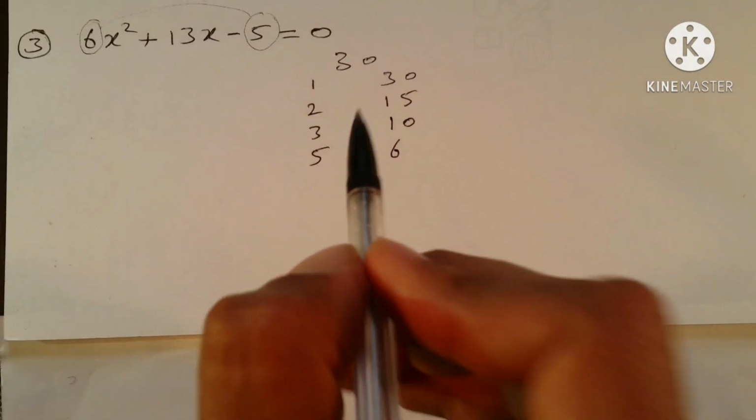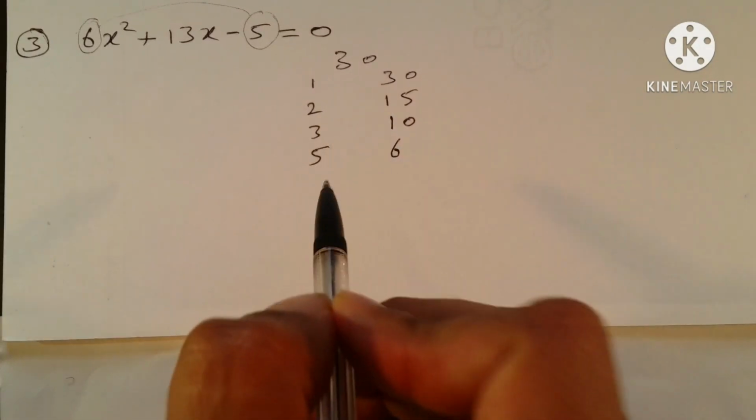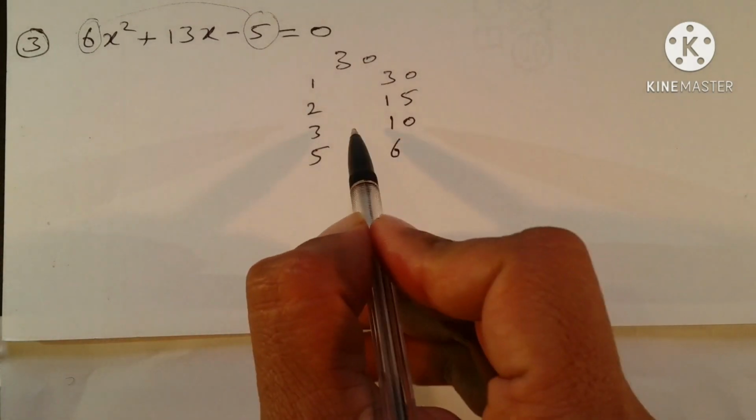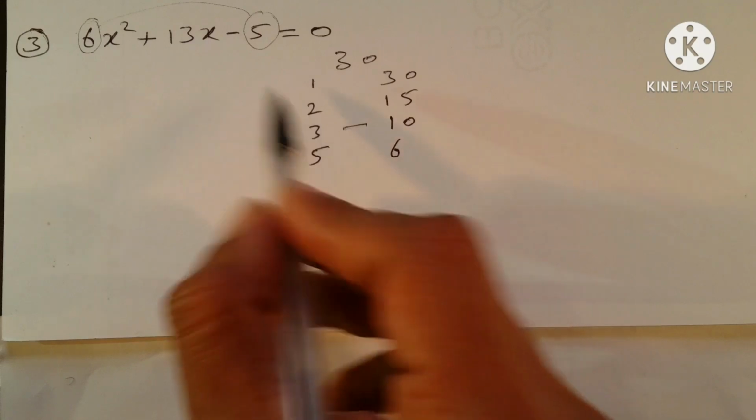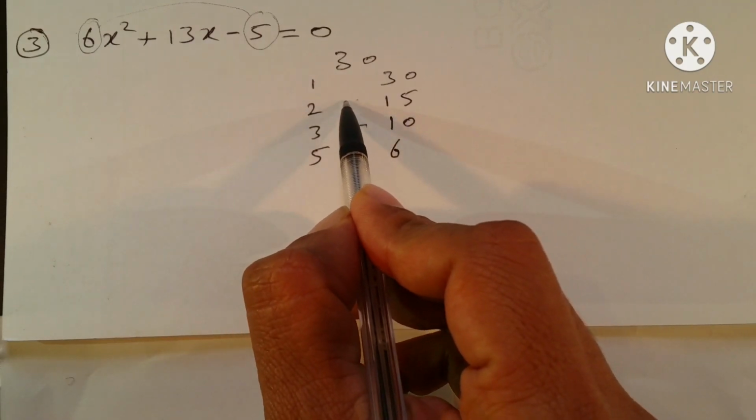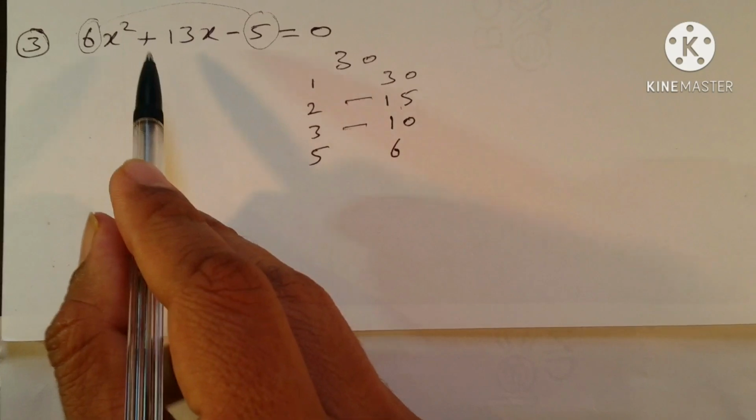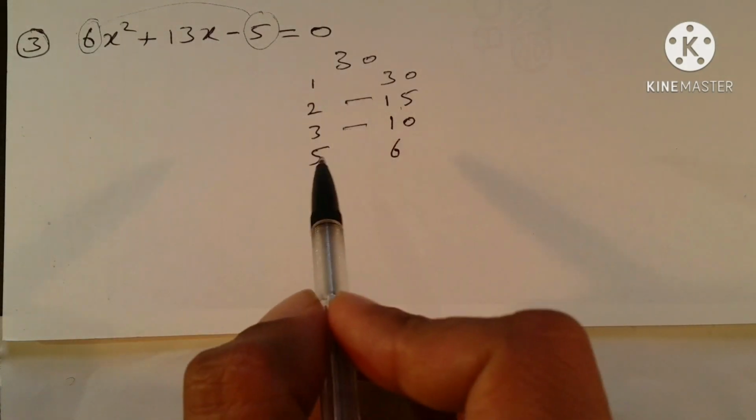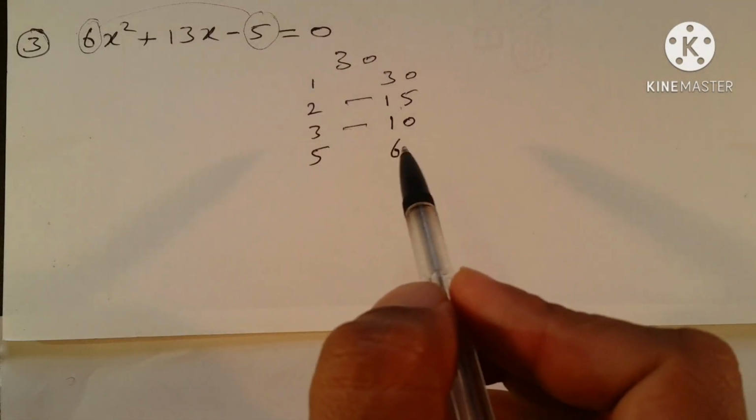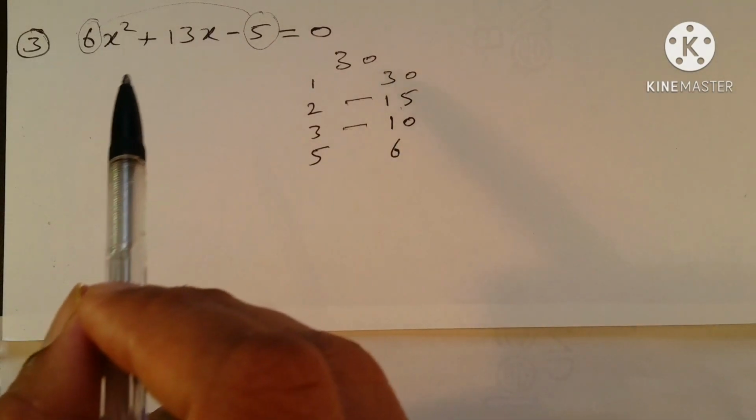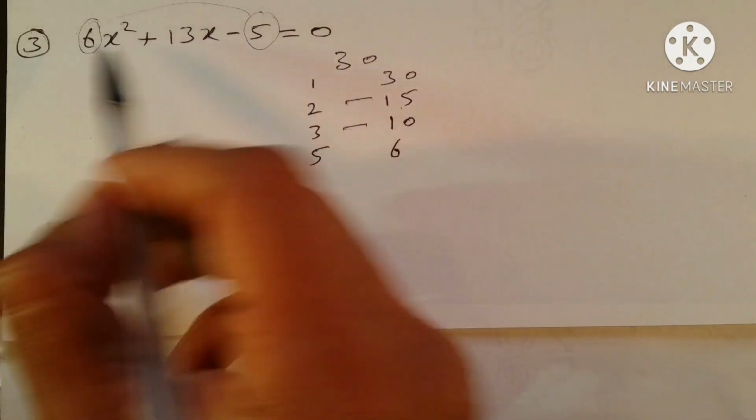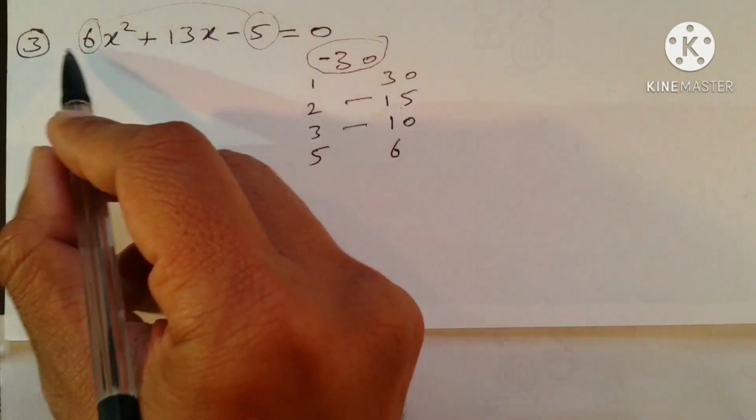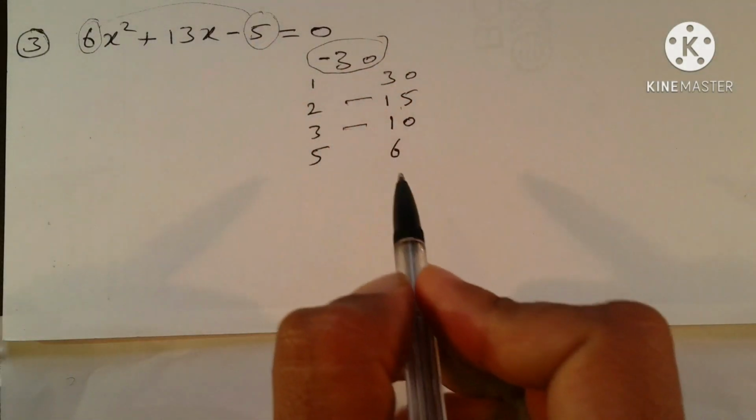Now which pair makes 13? Add or subtract? Again we have 2 options here. We have one option, 10 plus 3, 13. And the second option, 15 take away 2, 13. Which one are we picking? Okay, let's try that. 10 plus 3, 13. But plus 10 times plus 3 is plus 30. But we have minus 30. Minus 5 times 6, minus 30. So we can't take that.